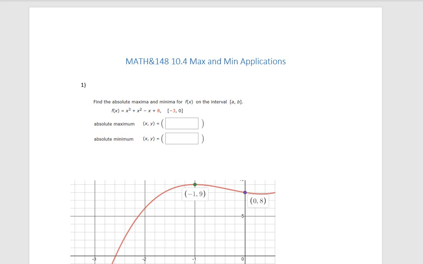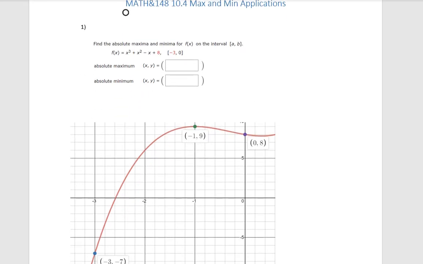Hi guys, so this is actually going to be a video over 10.3 to 10.4, which is going to be talking about maximums and minimums. Okay, so first question we have is we want to find the absolute maximum and minima for this function, but we're only going to be looking at it on a certain interval a to b.